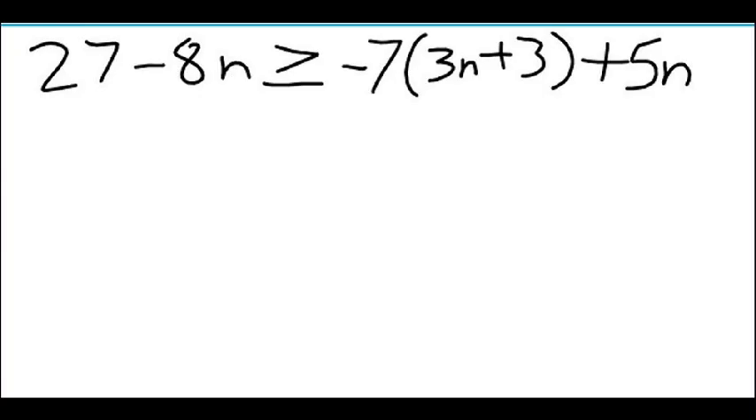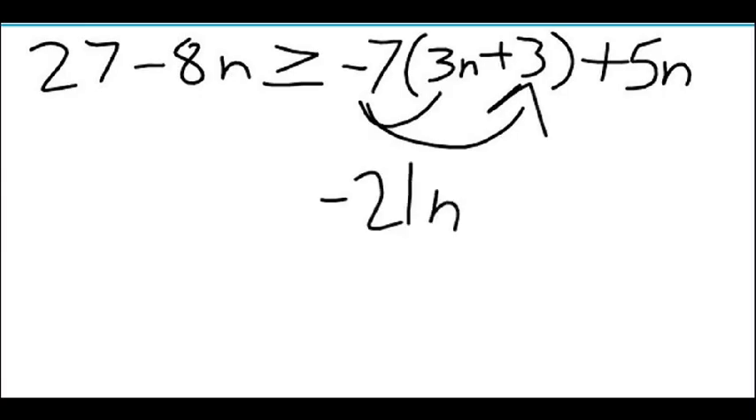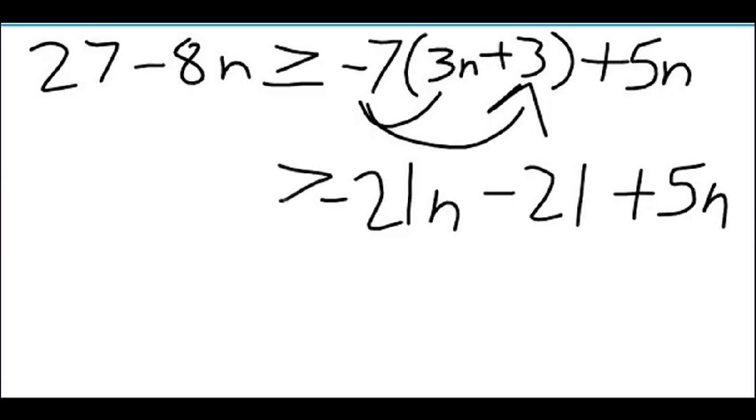First I'm going to distribute this -7 to both terms. I will be left with -7 times 3n, which gives us -21n. -7 times the +3 will give us -21, plus 5n on this side. That's the greater than or equal to sign. 27 minus 8n.